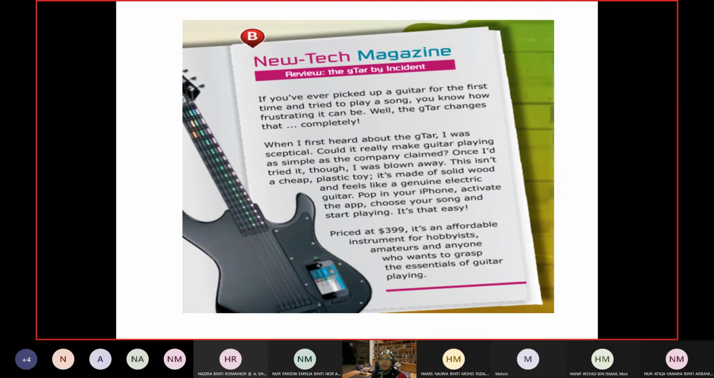When I first heard about the guitar, I was skeptical. Could it really make guitar playing as simple as the company claimed? Boleh tak cari mana satu past perfect simple dalam teks tersebut?